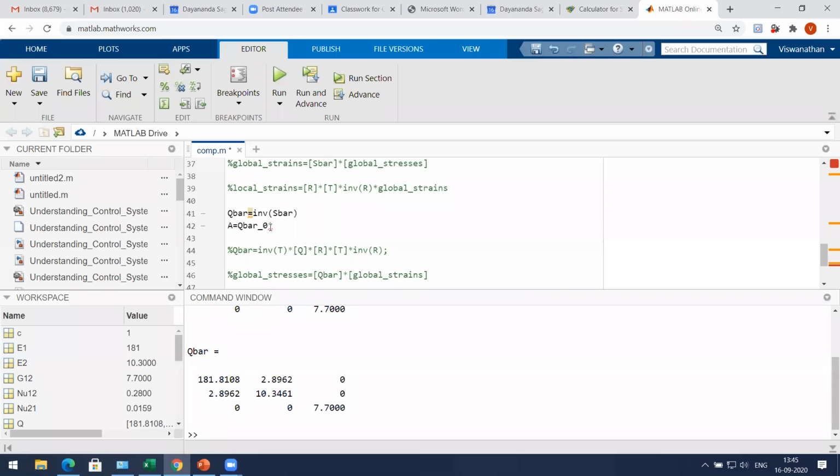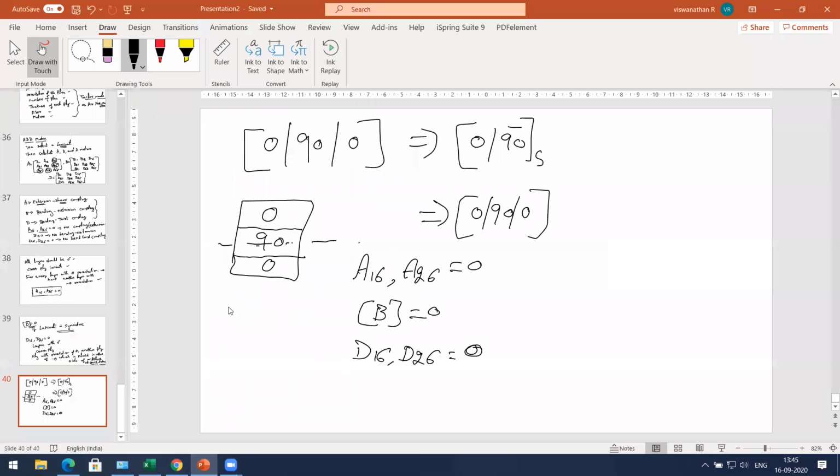the thickness. Did we define the thickness? No. Each layer here is 0.5 mm. So the thickness is 0.5 mm, and the total thickness of the laminate is 1.5 mm. Each layer is 0.5 mm.